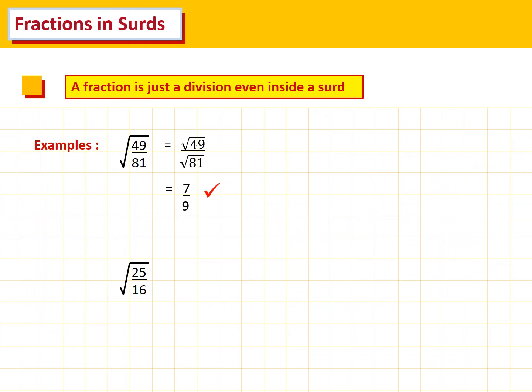Similarly, the square root of that fraction, we can apply the square root separately to the numerator and then the square root separately to the denominator. So we would end up with that. Square root of 25 is 5. The square root of 16 is 4. So that's our answer.